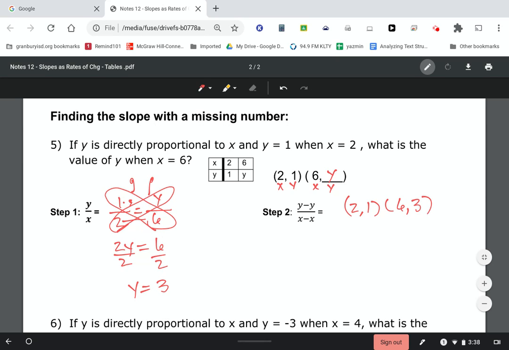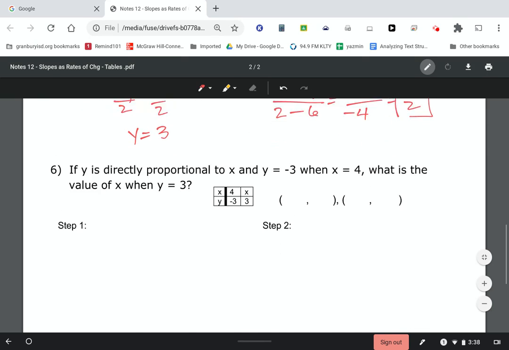So now to find the slope, we can do our circle, circle, dash, line, dash. So here's our 1 and 3, 2 and 6. 1 minus 3 is negative 2. 2 minus 6 is negative 4. And this reduces to 1/2.